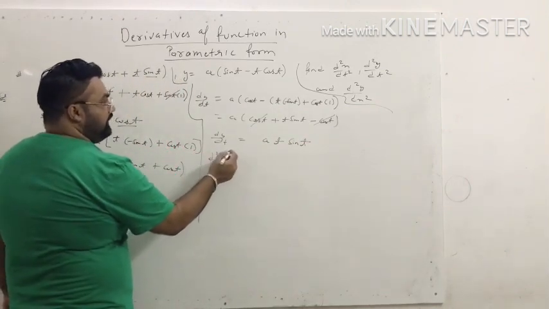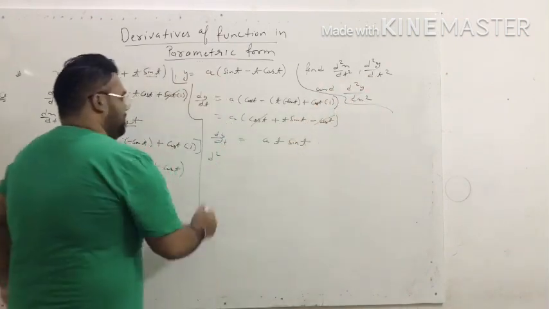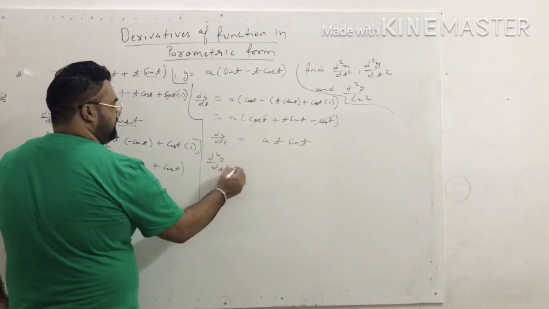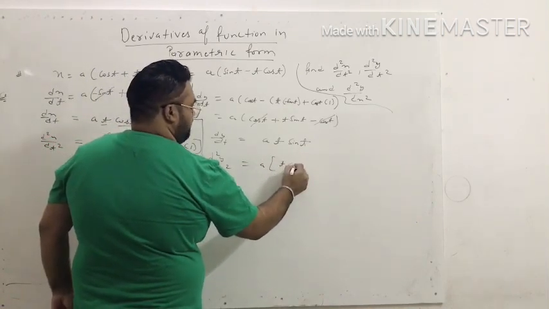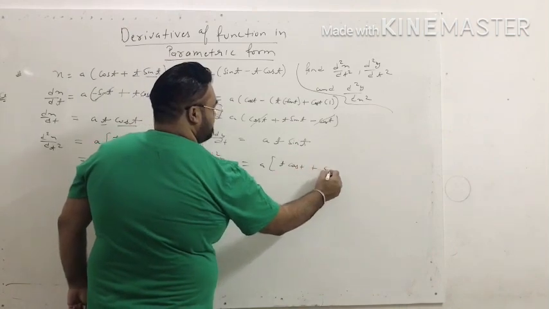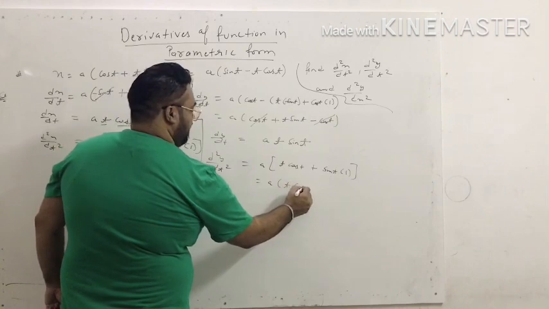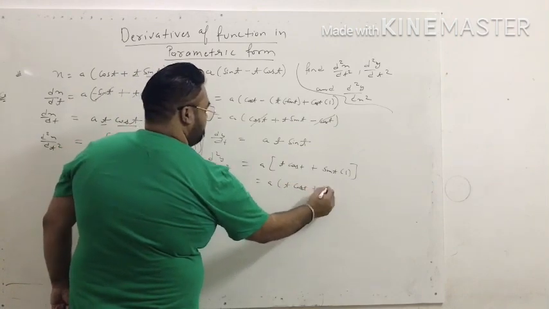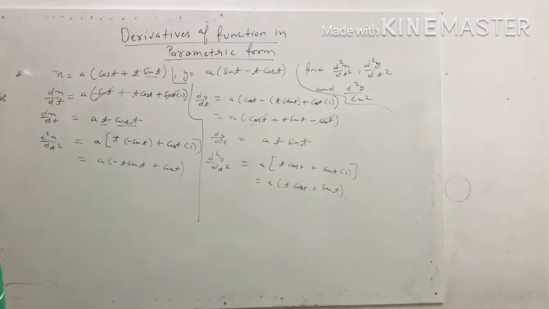Again the double derivative, because we have to find the double derivative of y with respect to t. So d²y/dt² = a. So t times the derivative of sin, which is cos t, plus sin t times the derivative of the first term. So the final answer is a(t cos t + sin t). So this is the answer.